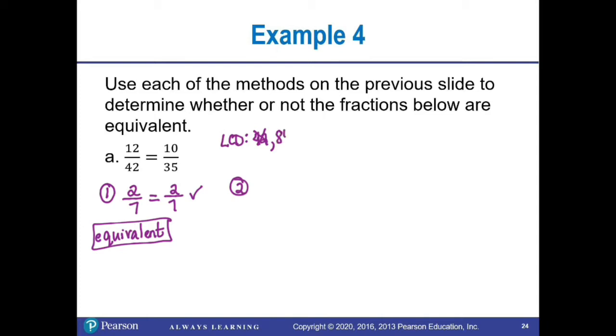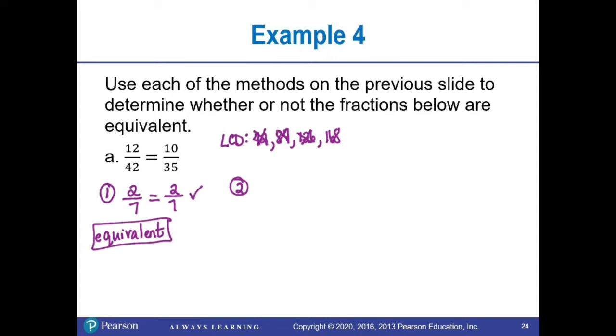42 times 2 is 84. 35 does not divide into 84 evenly, so 84 is not the LCD. The next multiple of 42 is 126. 42 times 3 is 126. 35 does not divide evenly into 126, so 126 is not the LCD.